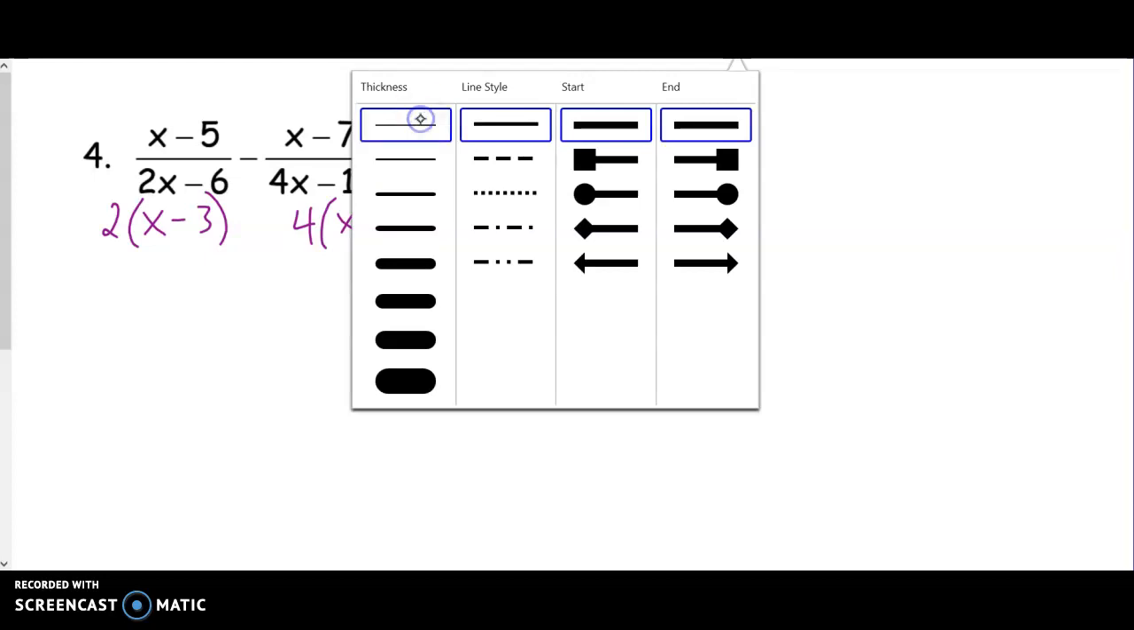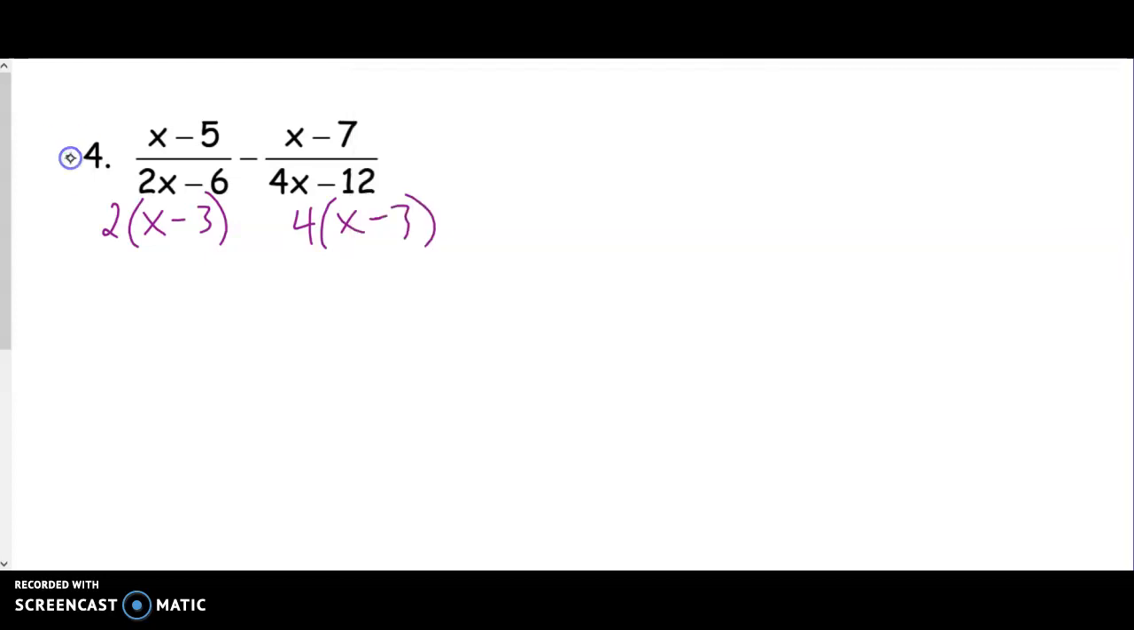We're going to have to introduce that on the left side. So we'll multiply by 2 top and bottom. Doing that will result in the same denominator. All right, put that back. Okay, so our denominator is going to be 4 times x minus 3 for both of them.